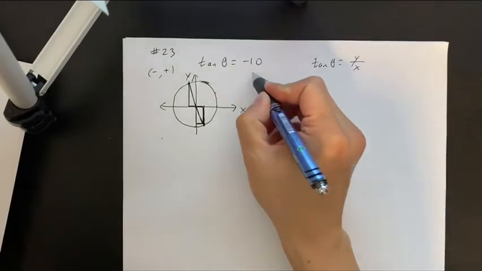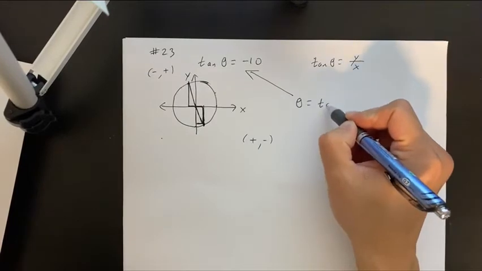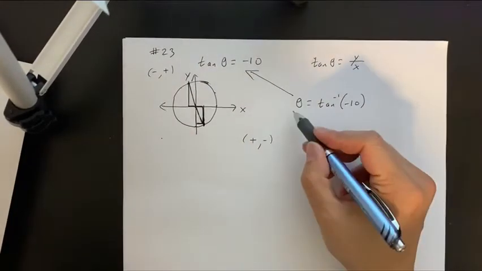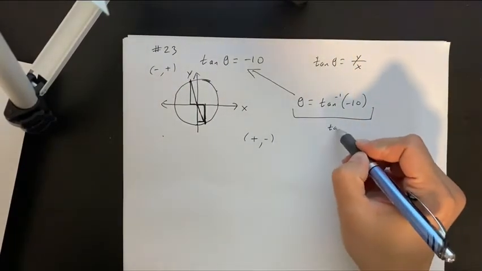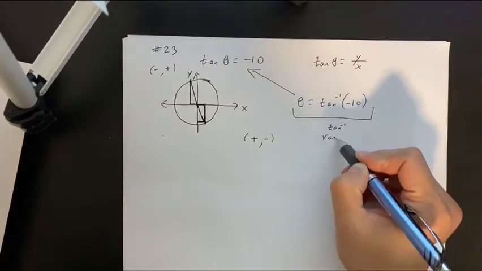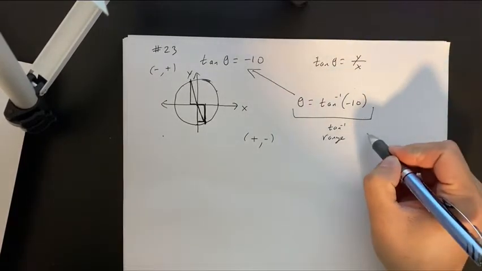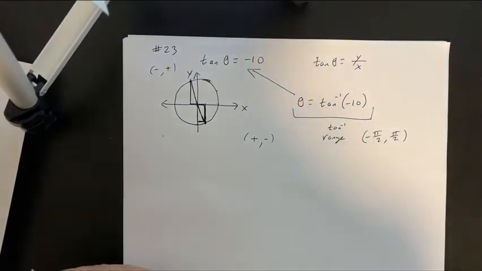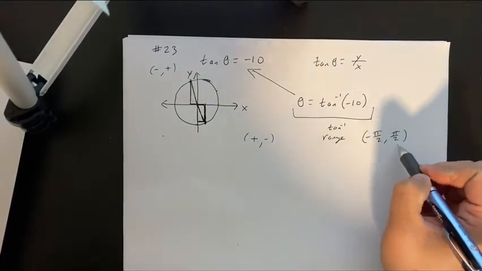So we're going to take this equation and get theta by itself, which means I need to do a tangent inverse of negative 10. I need to use my calculator to evaluate this. But recall that the range of tangent inverse is that it's only going to give you back an angle between negative pi half and pi half. We've learned about inverse trig. Tangent inverse is programmed to only give you back an angle between negative pi half and pi half.